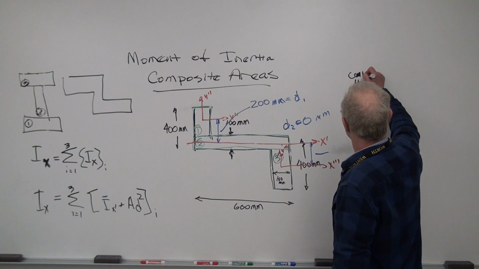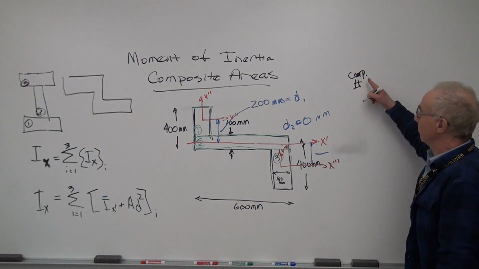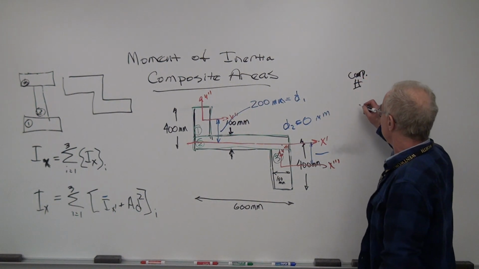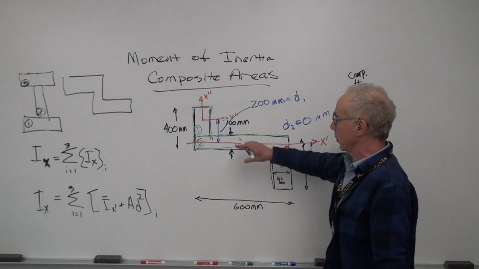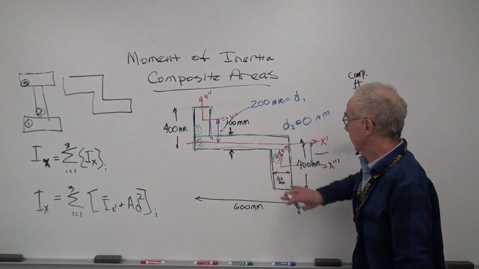So first thing we're going to have is the component number. That's COMP period component number. And it'll either be 1, 2, or 3. That's our 3 components: component 1, 2, and 3.